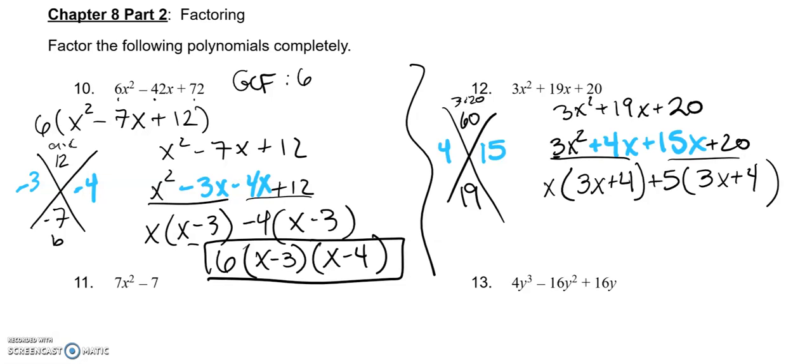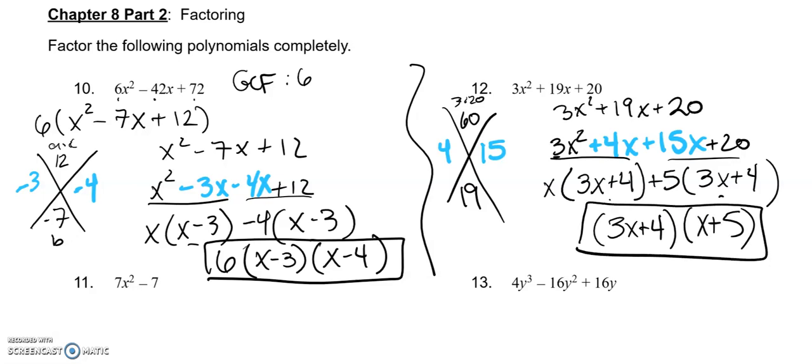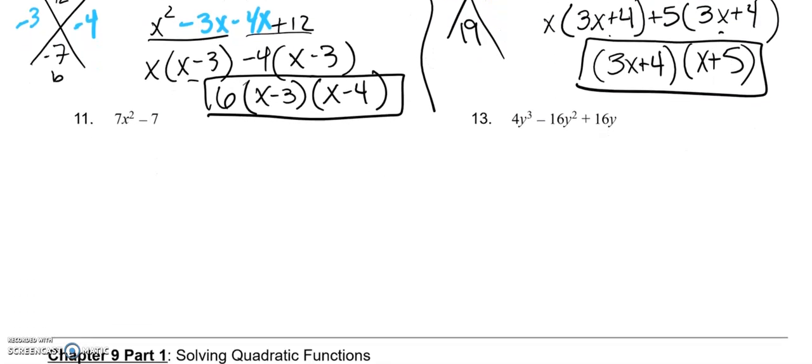So we're going to have that plus 5 that we're factoring out, taking out our matching sections. 3x plus 4, our leftovers x plus 5. There is our factored form. 3x plus 4 times x plus 5.